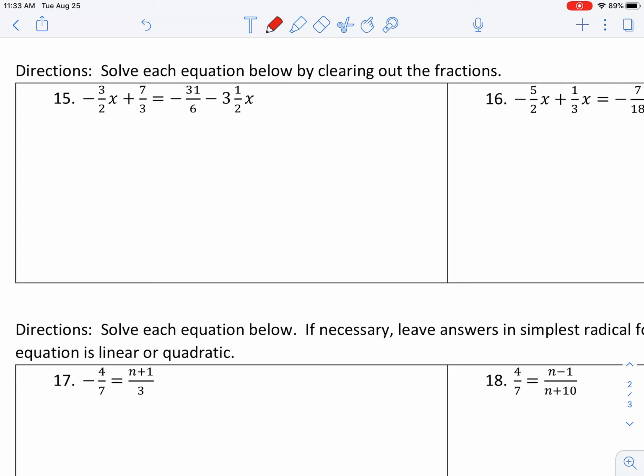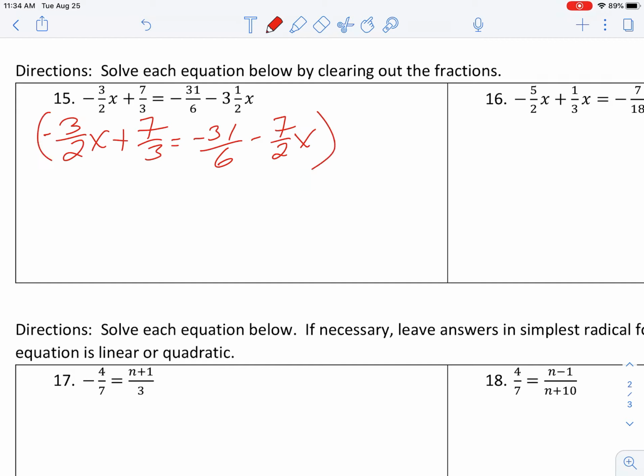The first thing I want to do is take a look at that equation as a whole and make sure they are all improper fractions or proper fractions, not mixed numbers. And what I notice is 3 1/2 x is a mixed number, so let's change that to an improper fraction. 3 times 2 is 6, 6 plus 1 is 7. So the equation I want to actually deal with, everything else looks cool, is negative 3 halves x plus 7 thirds equals negative 31 sixths, minus 7 halves x. So mixed numbers, change them into improper fractions.